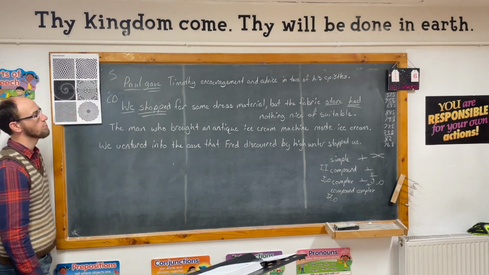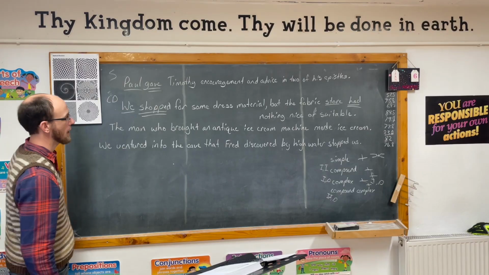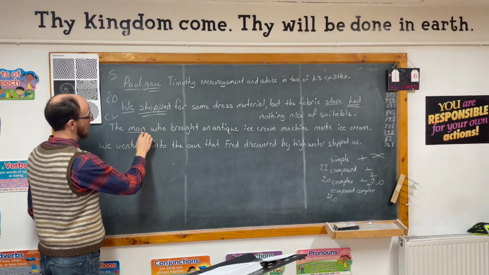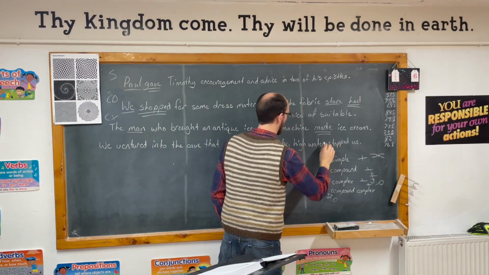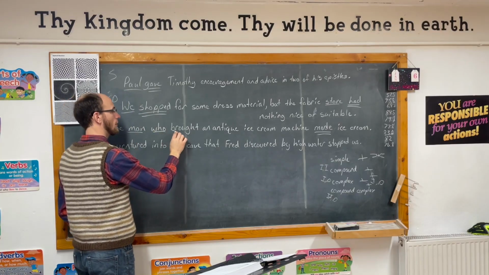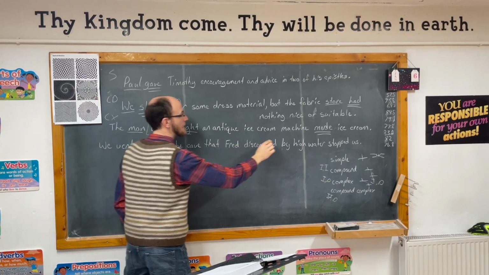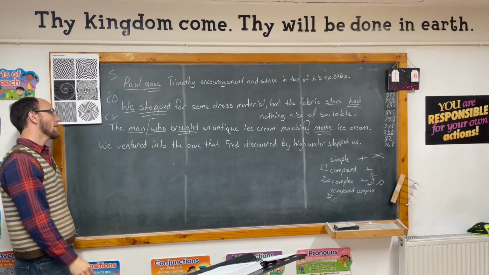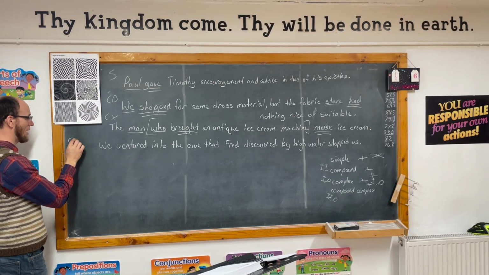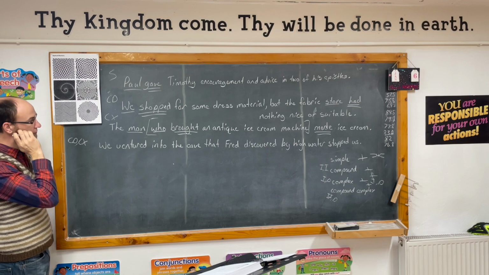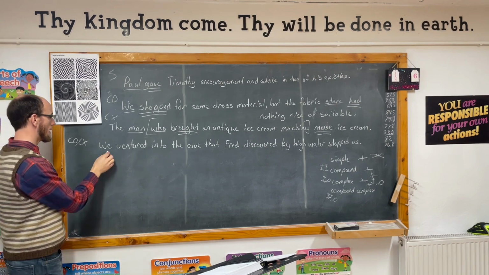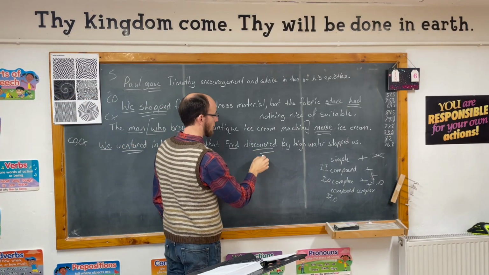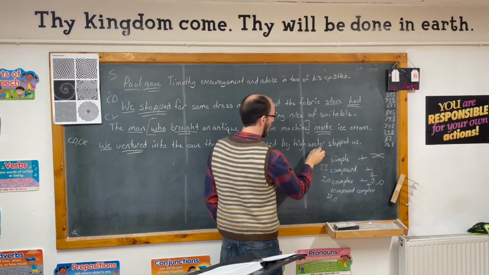The next one, the man who brought an antique ice cream machine made ice cream. Complex. We have man, made, and we have who brought. This being the dependent clause that's stuck in the middle with an independent clause on the outside. And then any guesses, the next one, of course, is going to be compound complex. Let's find the subject-verb pairs. We ventured. Fred discovered. Water stopped us. Good. Water stopped.